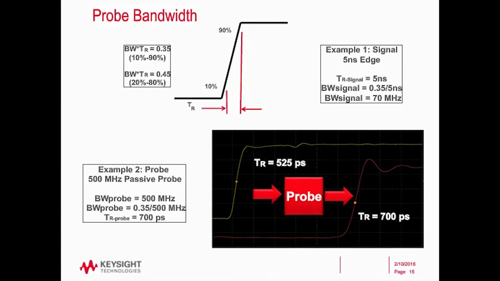Working the other way, let's say I've got something like a 500 megahertz passive probe. Well, knowing the bandwidth of the probe, I can work the other direction with the formula, and I can calculate that for that 500 megahertz probe, the fastest edge that probe can measure will be 700 picoseconds. And I illustrate that with this screen capture on the right there, where I've got a system with a 525 picosecond edge. I probe that with my probe, and the output from the probe shows me a 700 picosecond edge. Okay, so with this handy little formula, I can work it either way. I can calculate the bandwidth I need for that rise time, or given the bandwidth of my probe, I can calculate the fastest rise time that it can produce.